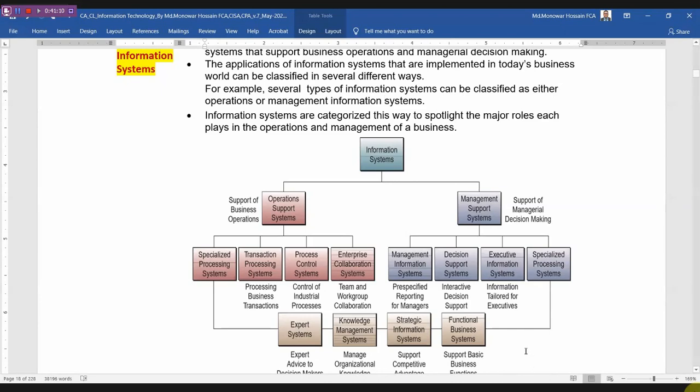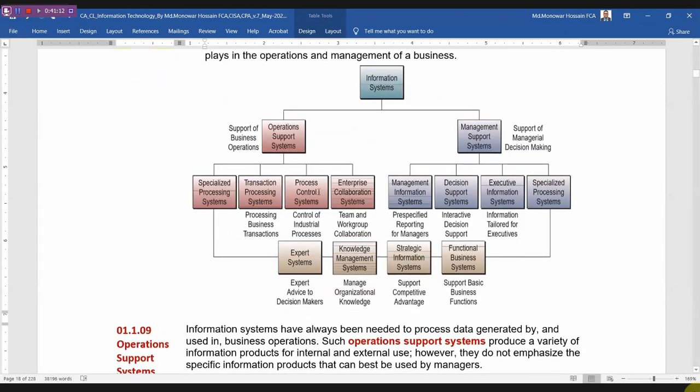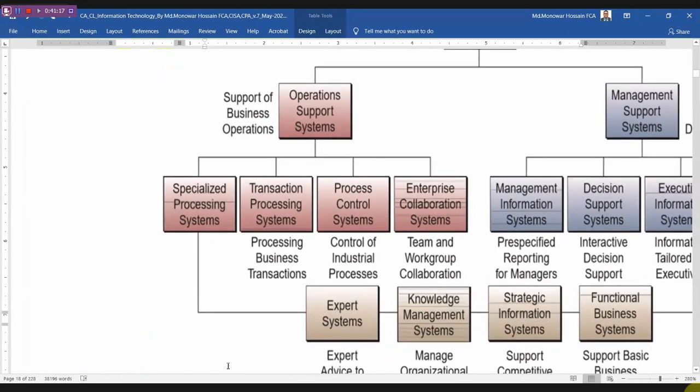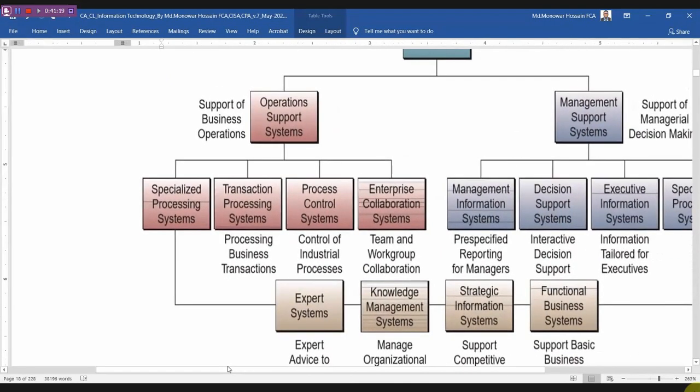Within the operation support system, there are four types. Look here: the enterprise collaboration system, that means team and working group collaboration. Another, the process control system, control of industrial or manufacturing processes. The transaction processing system, processing business transactions, and a specialized processing system.